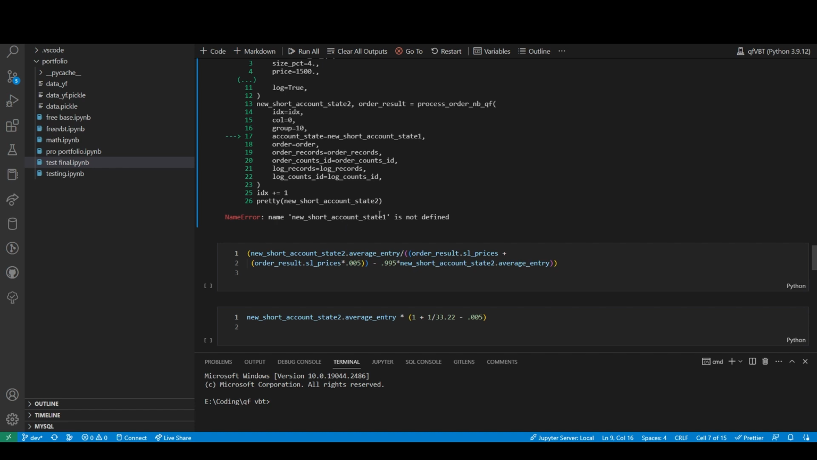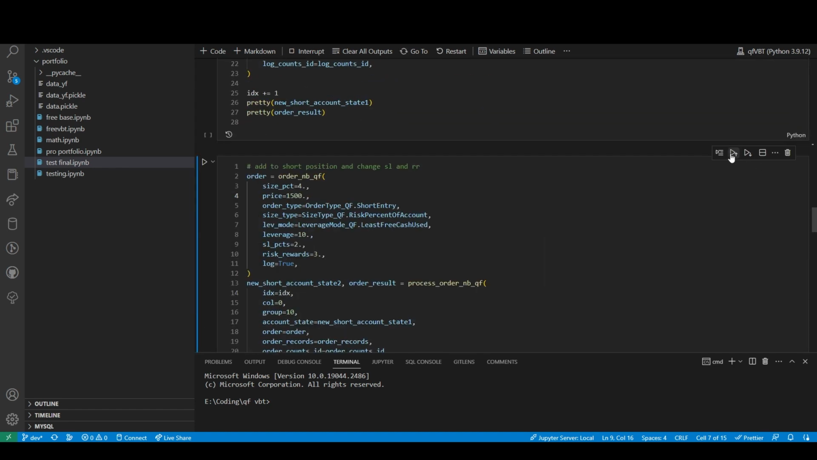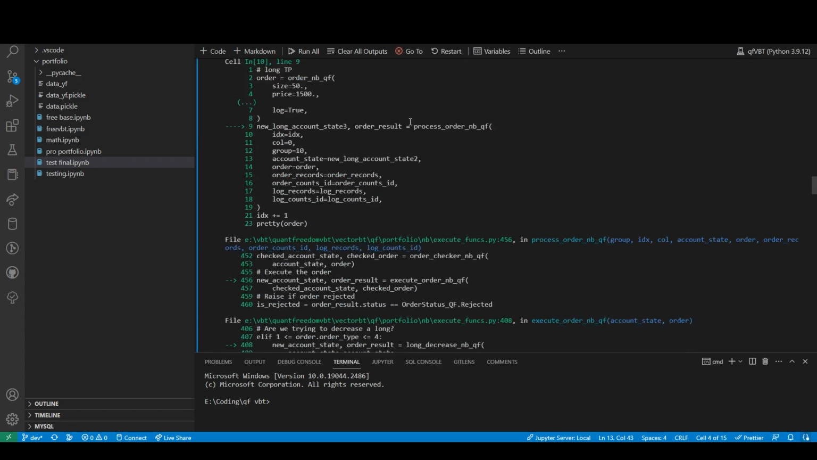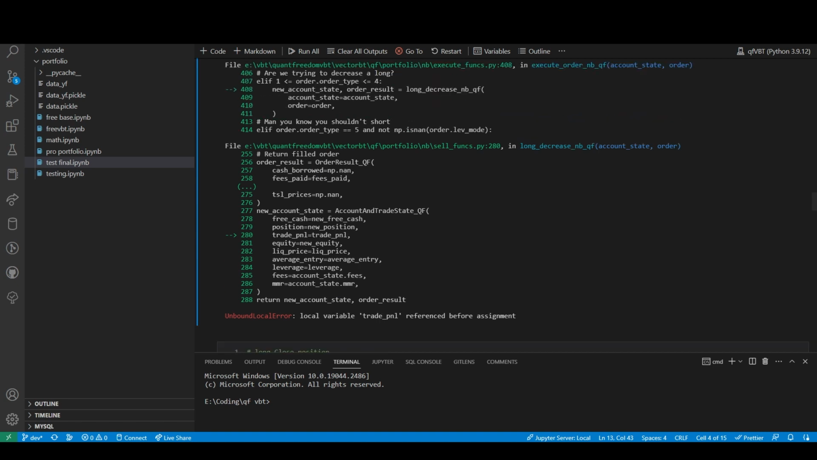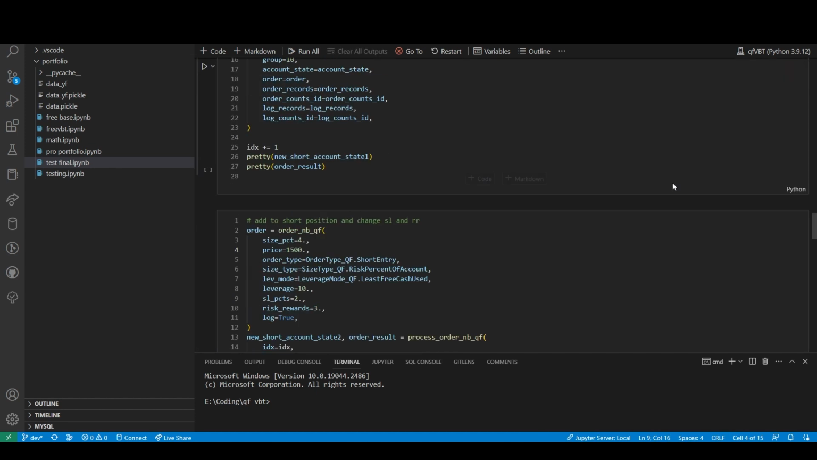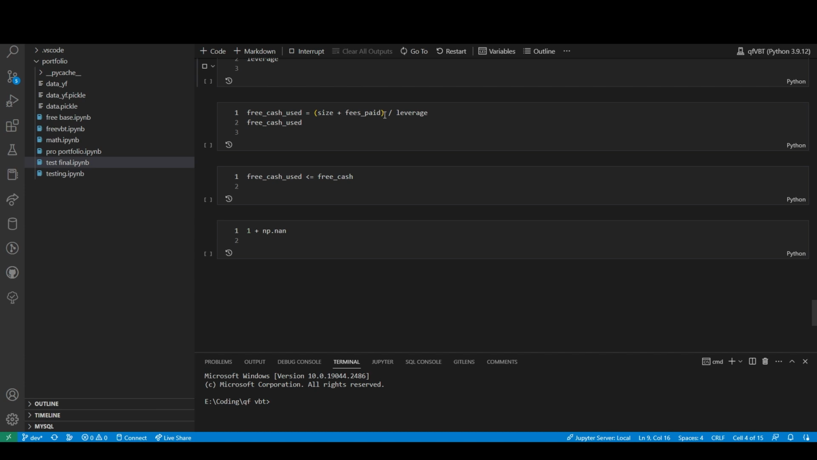What? Oh, come on, man. Don't tell me there's an error. What do you mean? Where is this at? In sell? Trade P&L. What the hell? That's weird. All right, just change that. Let's just run all, whatever.